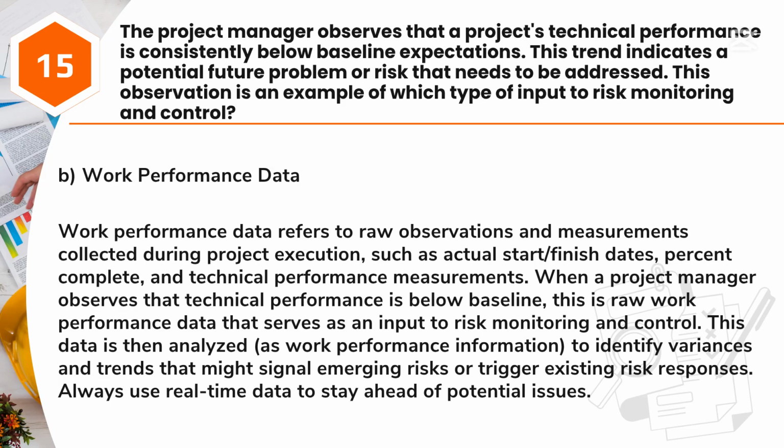Answer: B. Work performance data. Work performance data refers to raw observations and measurements collected during project execution, such as actual start/finish dates, percent complete, and technical performance measurements. When a project manager observes that technical performance is below baseline, this is raw work performance data that serves as an input to risk monitoring and control. This data is then analyzed, as work performance information, to identify variances and trends that might signal emerging risks or trigger existing risk responses. Always use real-time data to stay ahead of potential issues.